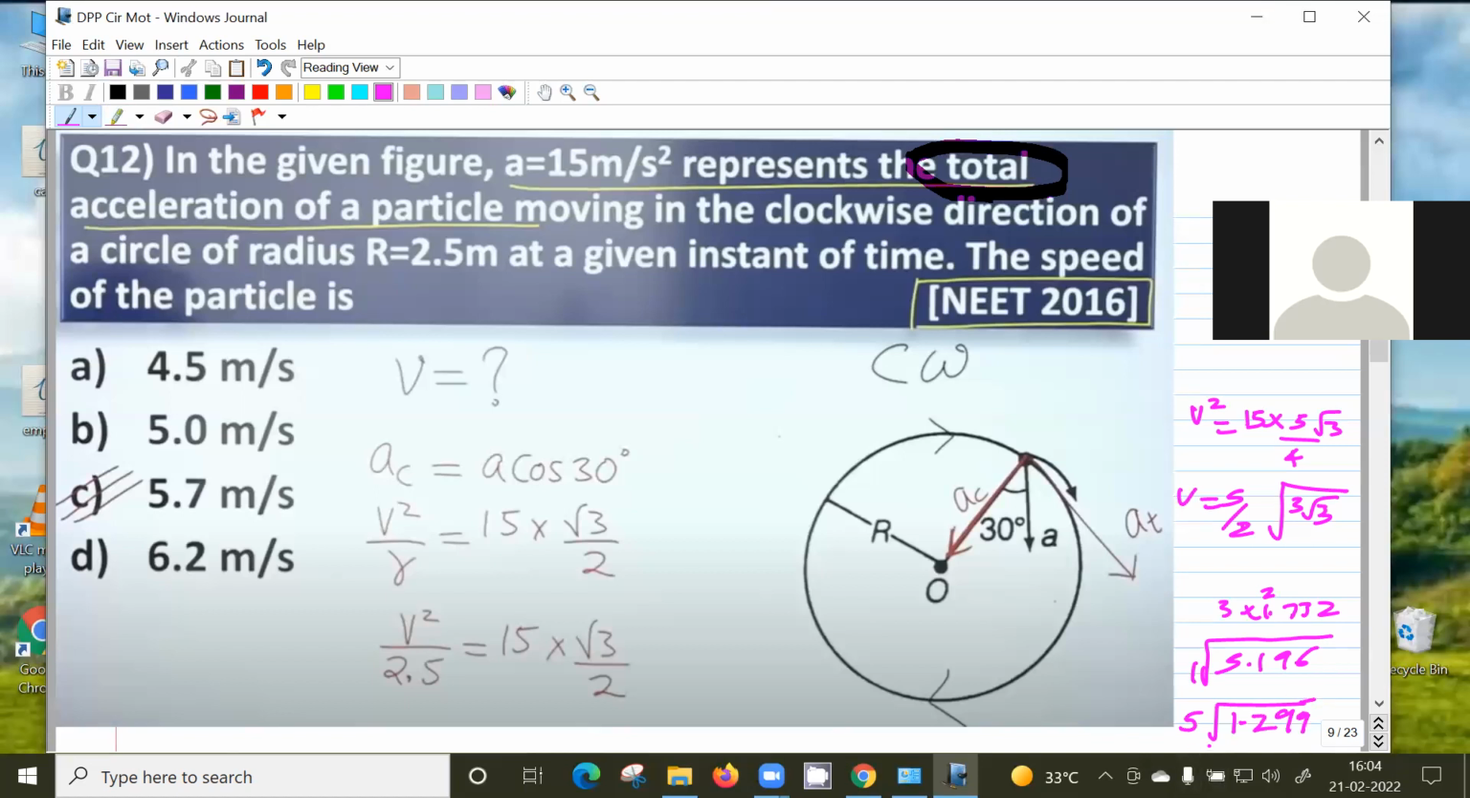So square root of 1.2. So it's greater than 5. If it is exactly 5, okay, if it is 5.1 means we have to choose this one. So 1.2, square root of 1.2 is how much?